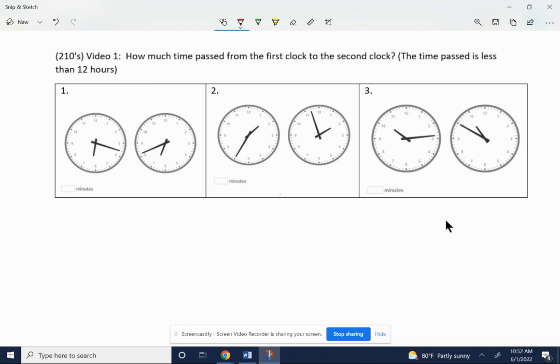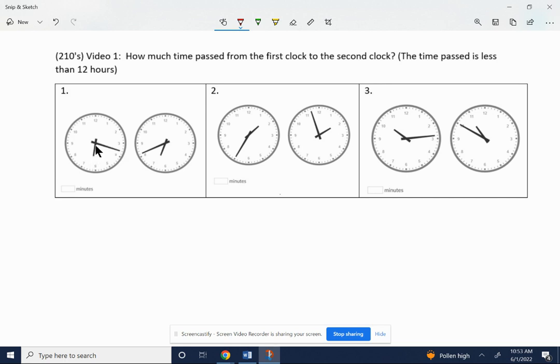Okay, this set of problems is over figuring out elapsed time from one clock to another clock. Keep in mind when you have an analog clock, the small hand is called the hour hand, and the longer hand is called the minute hand. Okay, so let's just find the time between these two clocks in problem one.